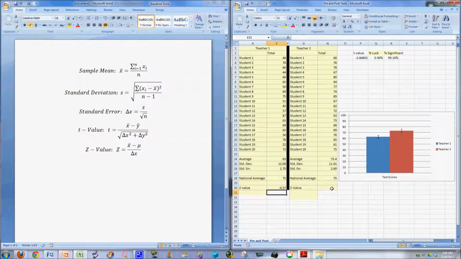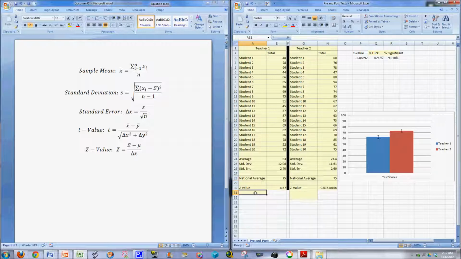Alright, and so now let's try it for teacher 2. Let's say that is equal to parentheses average minus national divided by error. And as you can see, this z value is quite a bit larger than this value. The reason being that the average is quite far from the national average on this one, and the average on that one is actually pretty close.